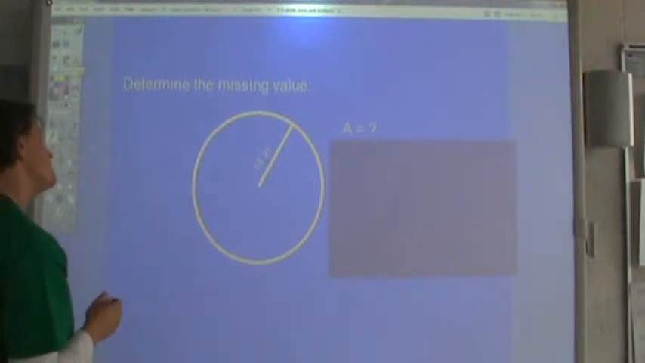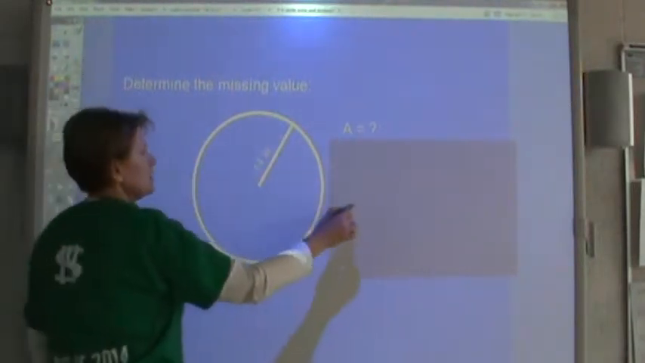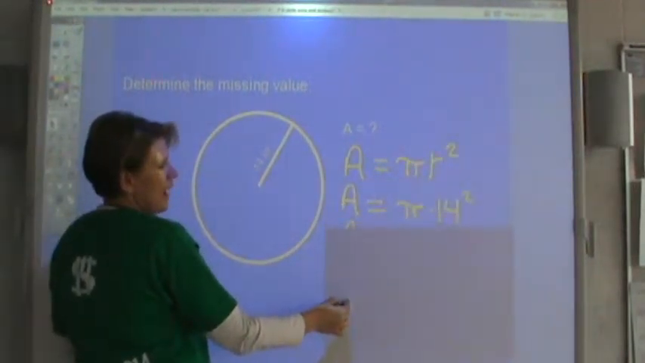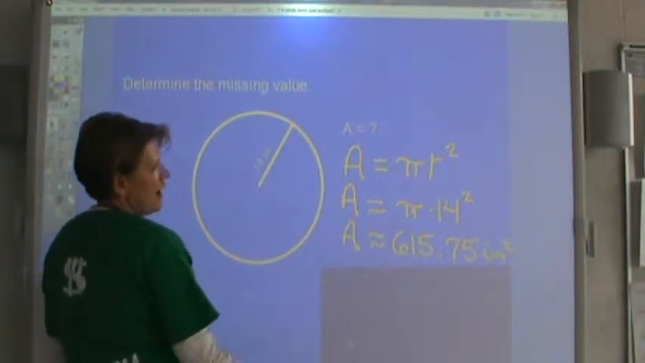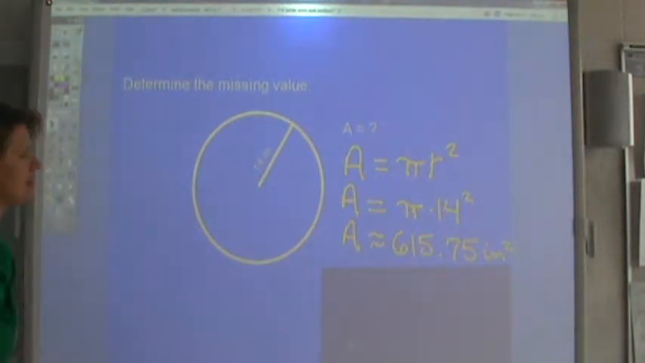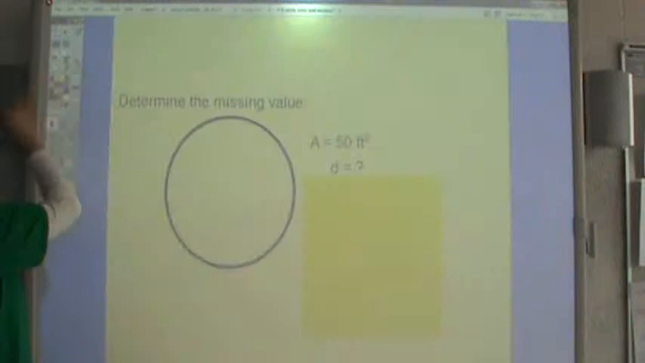Okay? So on this one, the radius is given to us at 14, so we'll just go pi 14 squared, pop it in the calculator, we get about 615.75 inches squared.